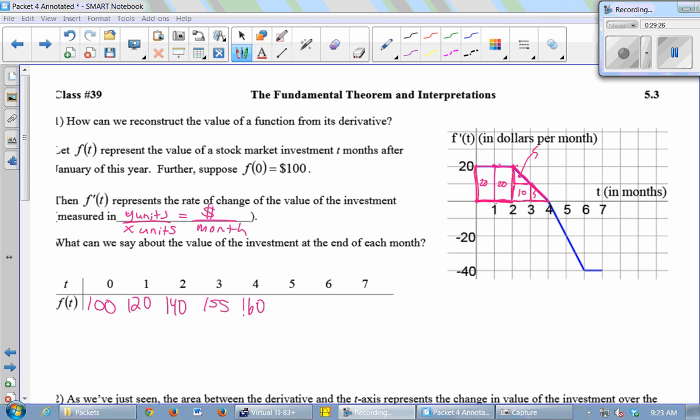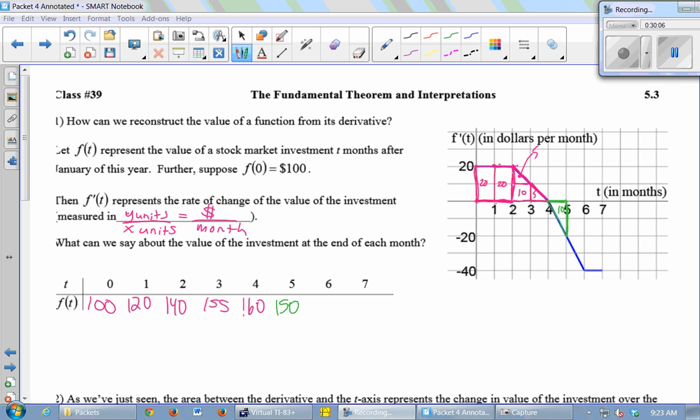All right, and then I go to my negative area. Right now my rate of change is negative, which means the value of my account is going to be decreasing. So from t equals 4 to t equals 5, that's 1 month. And this area represents the change in value of my account. And what is that area? $10, yeah. So this is a triangle with a base of 1 and a height of 20. 1/2 times 1 times 20 is 10. Okay, so my value decreased by $10 here, so it goes to 150.